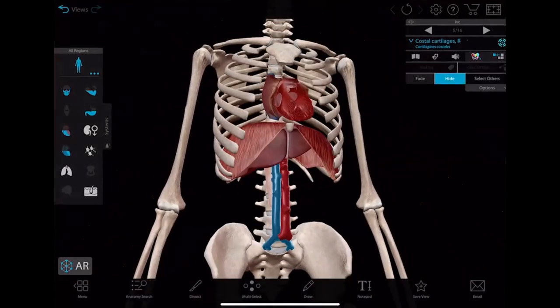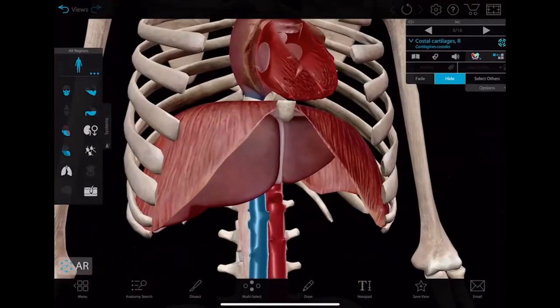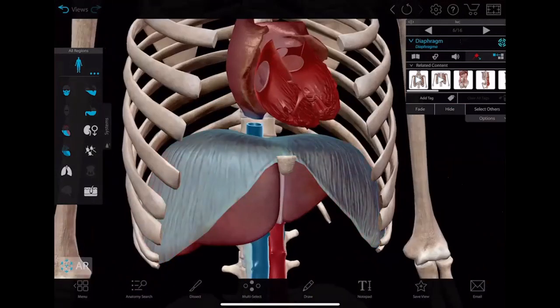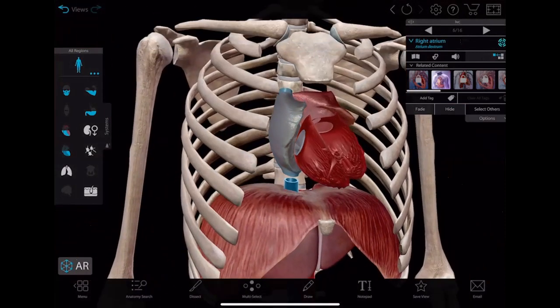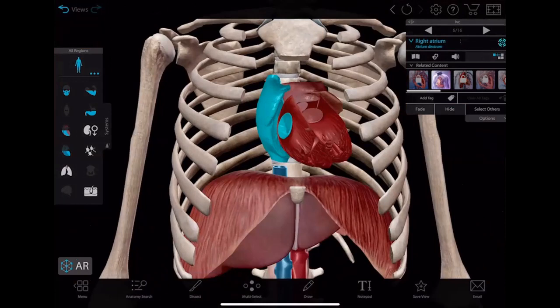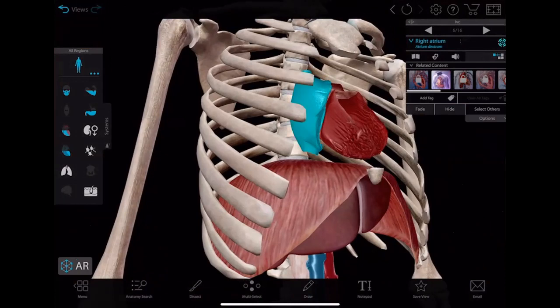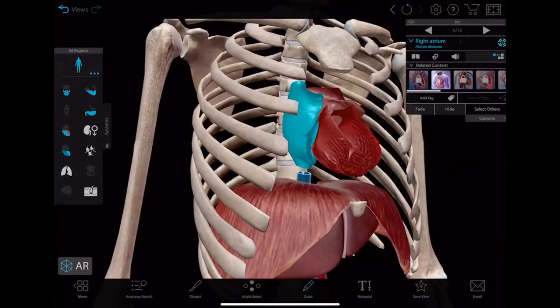You see? This is the diaphragm, and here is the inferior vena cava. And here is the right atrium. This is the heart. It is entering into the posterior-inferior part of the right atrium. Observe carefully. There is the inferior vena cava.